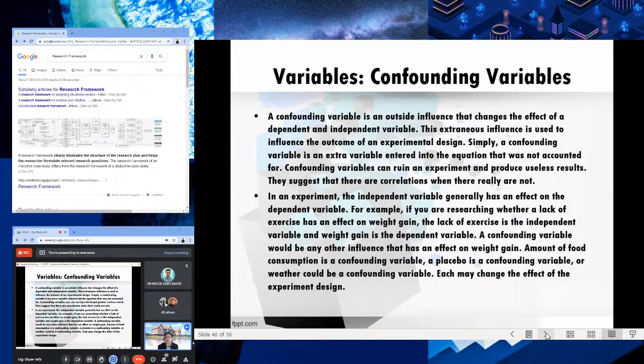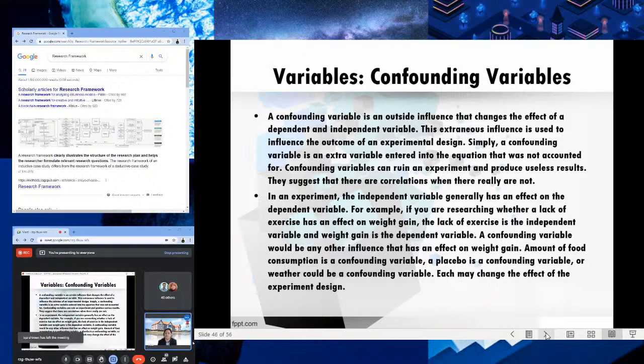Another variable that is also important to understand, and maybe you need to decide whether it is important to use or not, depends on the scope of the study: a confounding variable. So what is a confounding variable? It is an outside influence that changes the effect of the dependent and independent variable. This extra influence can influence the outcome of an experimental design.